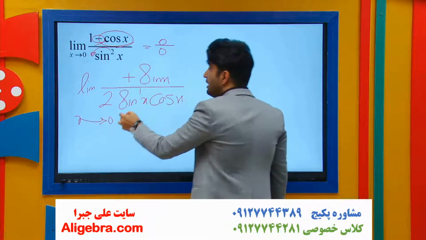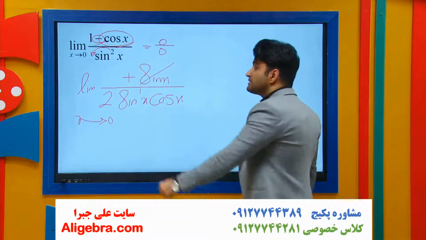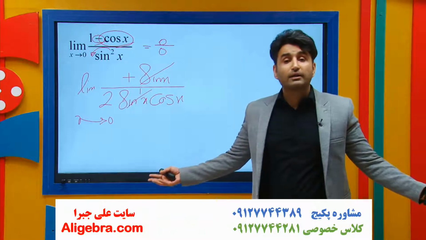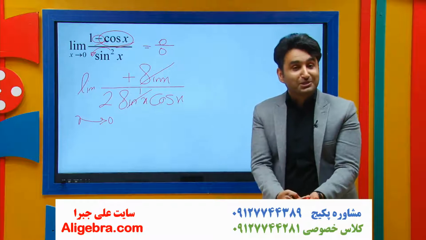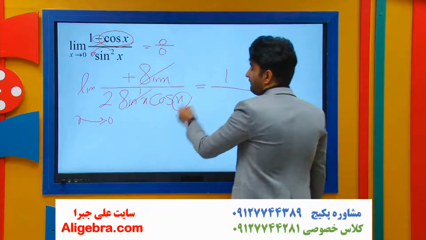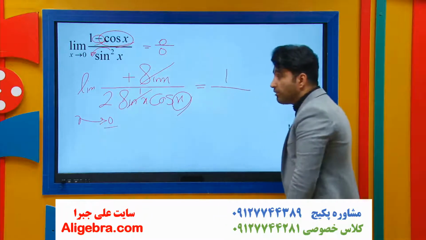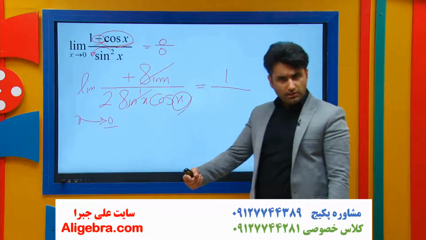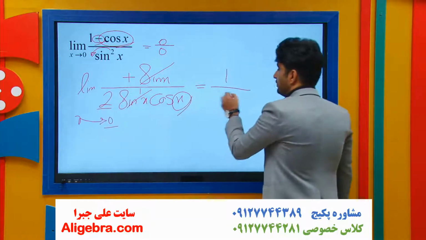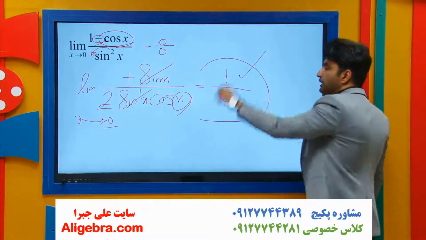approaches 0. Sine x on top, sine x on the bottom, cancel each other, and now I can apply direct substitution again. On top, I have 1. On the bottom, if I replace x with 0, I have cosine 0. Cosine 0 is 1. And 1 times 2 gives me 2. So the answer is 1 over 2.